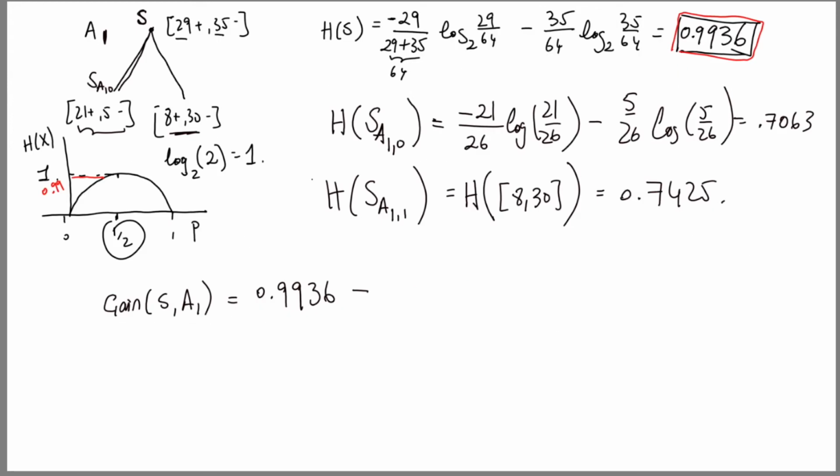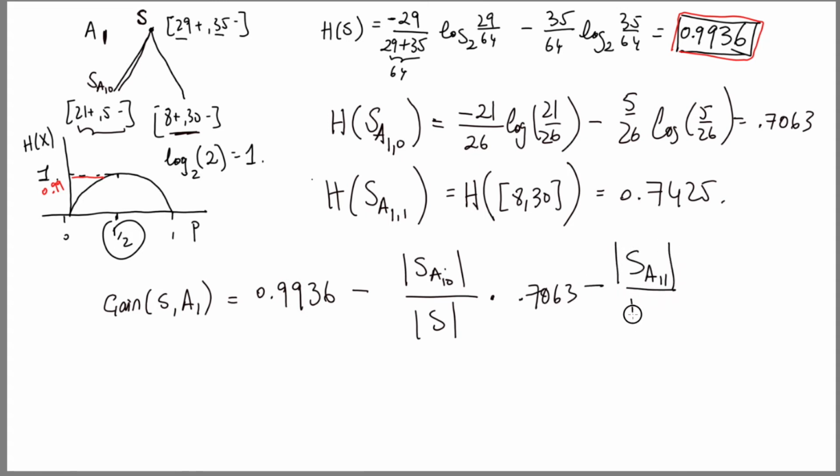So in this example, for the first value, SA10, let me just write it out so it's really clear, times the entropy there, minus SA11 over S times 0.7425, and this is equal to, so I don't want to write out the whole thing again, but this number here is just 26, this number here is just 38, the number of points in either class, and this number here is just 64, which is the total sample, and the entropy terms are just what we calculated up there. Here you get a gain of, let me see, 0.2658.